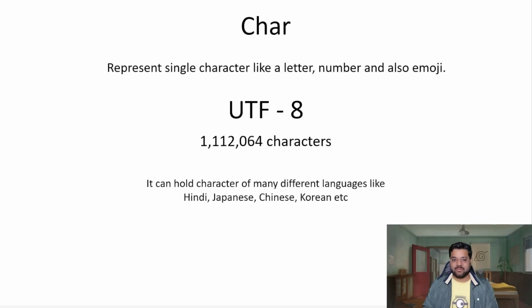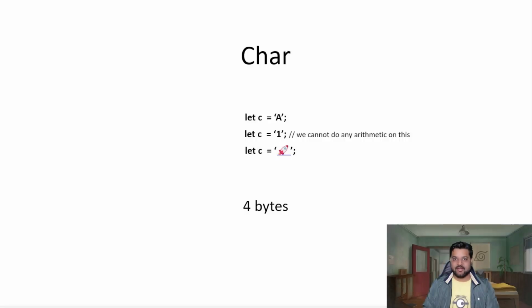Now let's talk about char. Char is used to represent a letter, a number, and also emoji. And in Rust, it is actually UTF-8 encoded, which can store these number of characters. It can hold characters from many different languages like Hindi, Japanese, Chinese, Korean, etc. This is how we define a char in Rust.